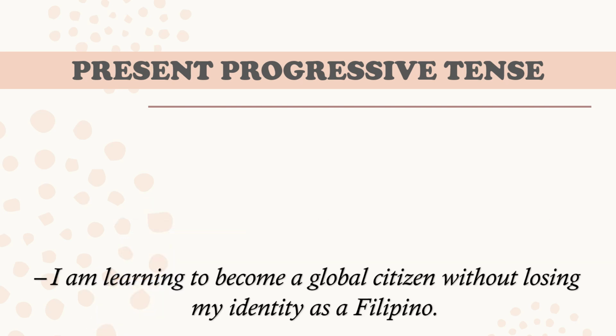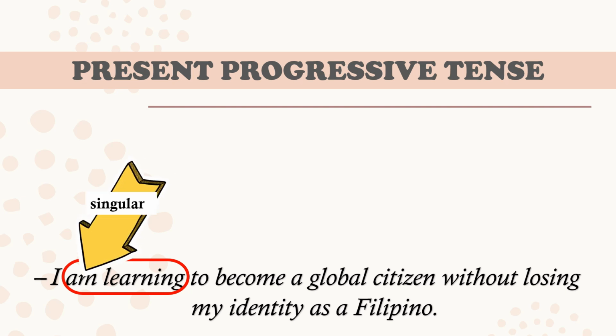Third, I am learning to become a global citizen without losing my identity as a Filipino. Now, let's speak out the verb in the present progressive tense. Am learning. Now, remember to always use am if you have the pronoun I. And the pronoun I is always a singular subject. That's why we need to put a singular be verb, which is am.